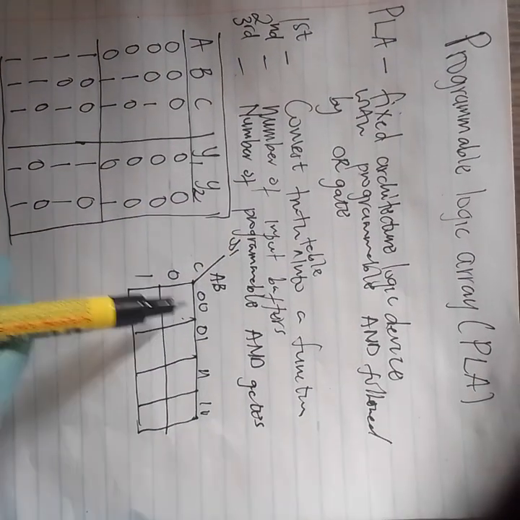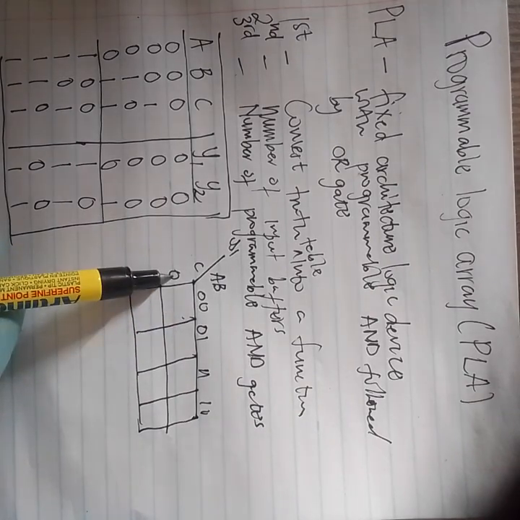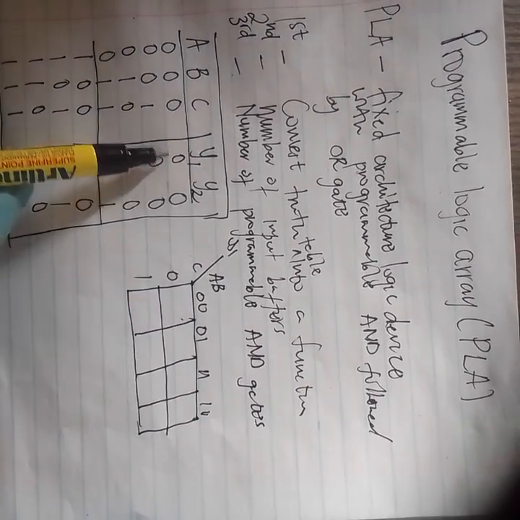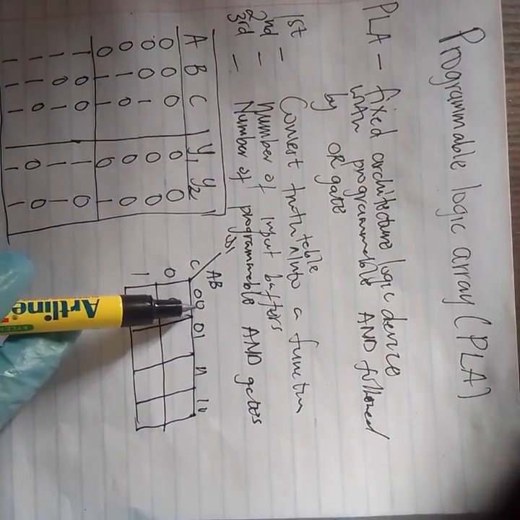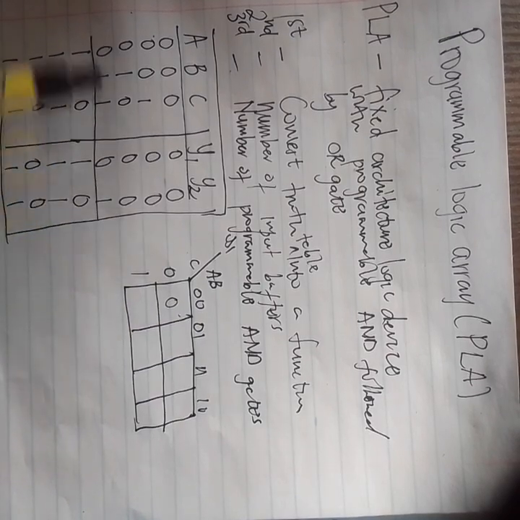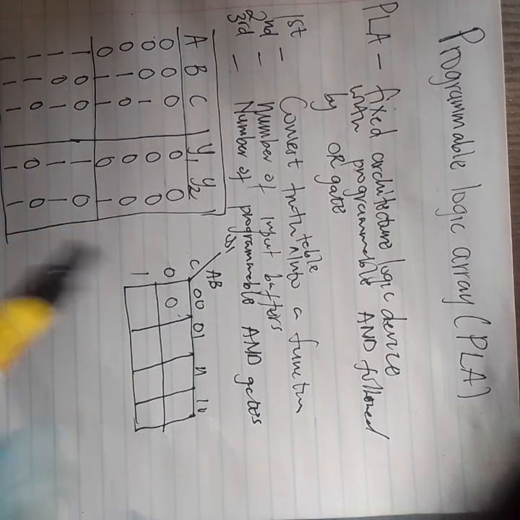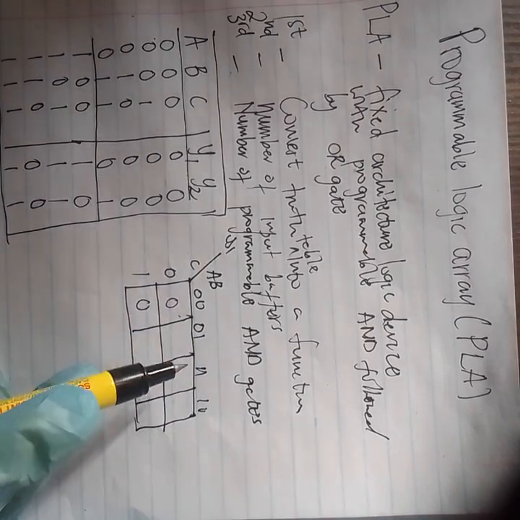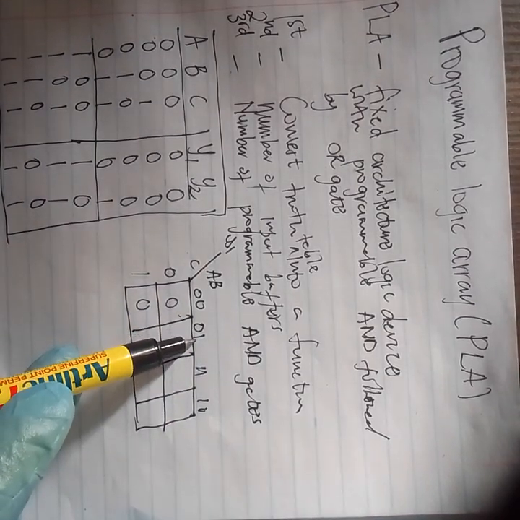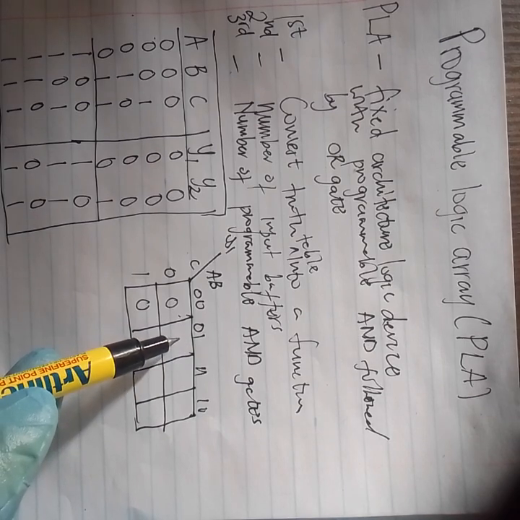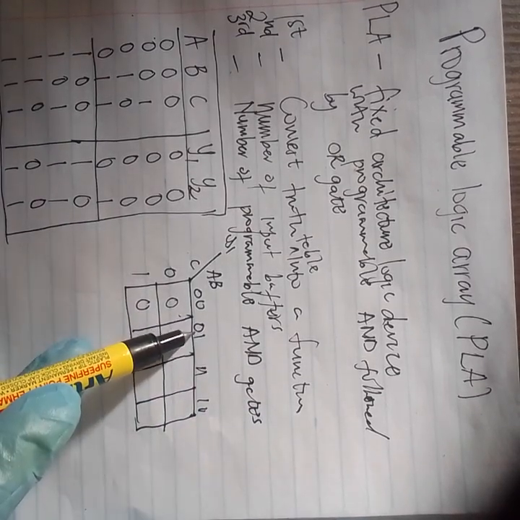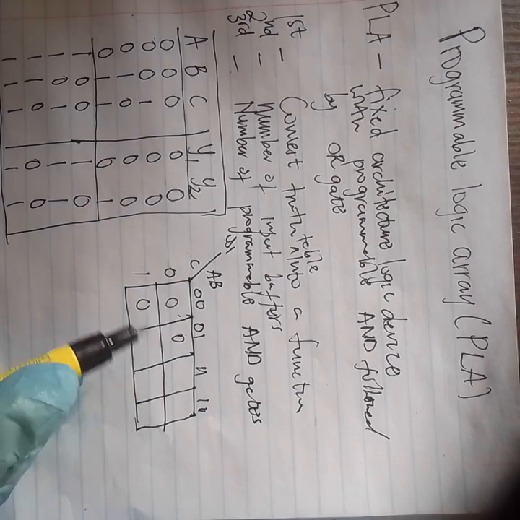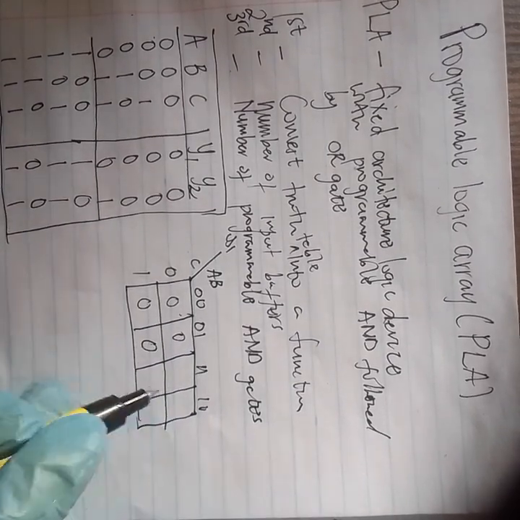When A is 0, B is 0, and C is 0, the output is 0. When A is 0, B is 0, and C is 1, we have a 0. When A is 0, B is 1, and C is 0, we have a 0. When A is 0, B is 1, and C is 1, we are having a 0.